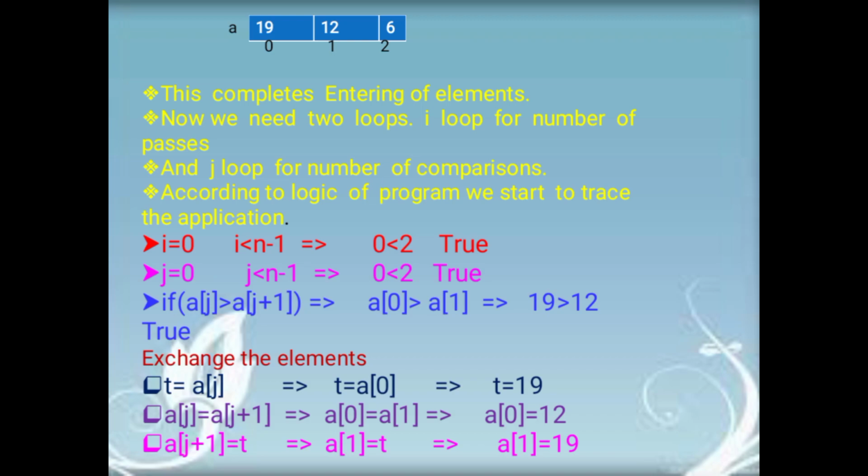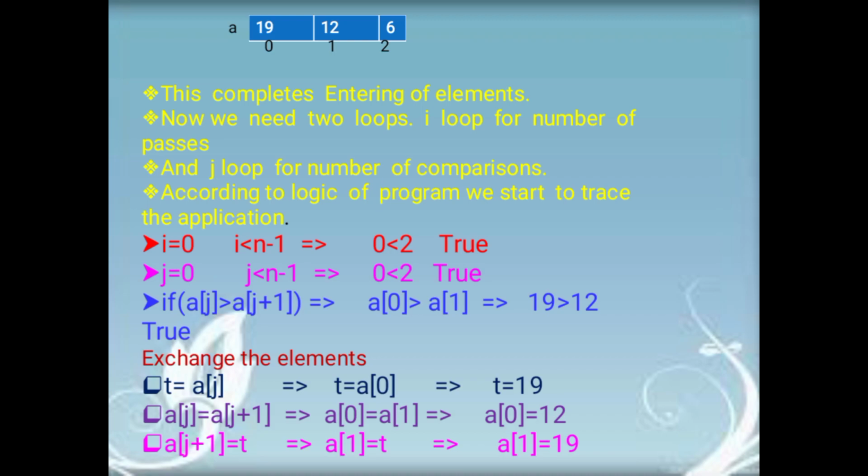Okay, we are completed for entering the elements. Now let's see the array rows and array columns. In A of 0 position, we are entering the 19 element, in A of 1 position, we are entering the 12 element, and in A of 2 position, we are entering the 6 element. A is the name of the array, and 0, 1, 2 are the positions of the array elements. Okay, this completes entering of elements.